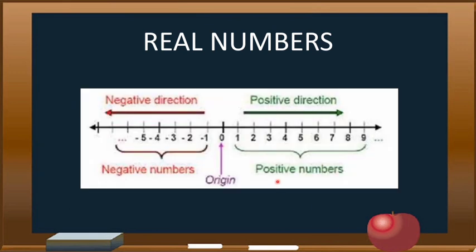Now, let us take a look at the image of a number line. So, we have here 0, called the origin, and this will be the reference point. On the right side of 0 on a number line, we have the positive numbers, and the direction is the positive direction, to the right. And on the left side of 0, we have the negative numbers, and the direction is the negative direction, or the direction to the left.